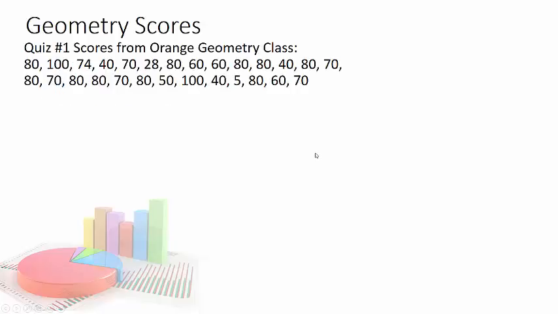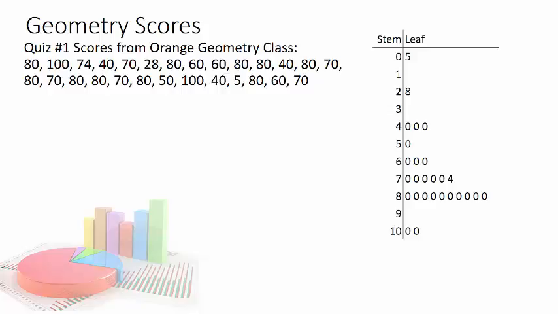So I went ahead and pulled geometry scores from quiz 1 for one of my classes. I'm just going to call them the orange geometry class, from this fall. So here they are. And usually when I would show my students data, I would show them a stem and leaf plot, which is basically this is the front of the score and this is the back of the score. And yes, I had a 5. All right. And then there was a 28 and a bunch of 40s, a 50, a couple 60s, a bunch of 70s and a 74, a lot of 80s and 90s.